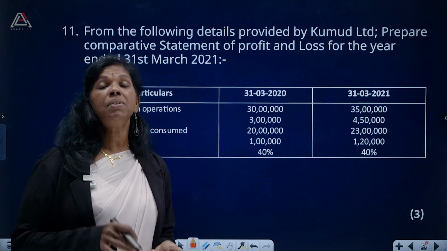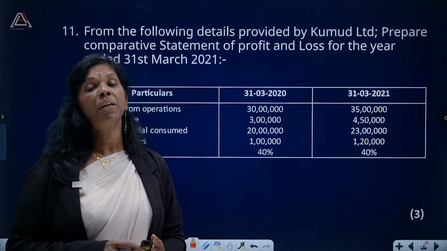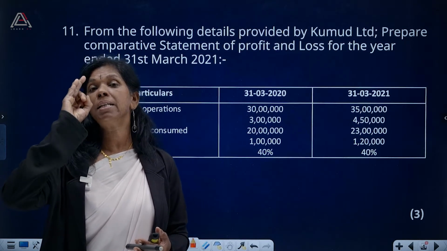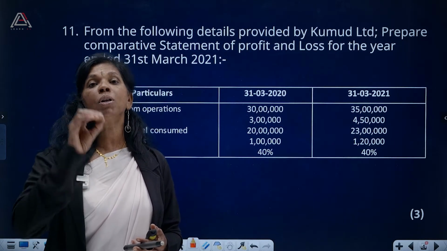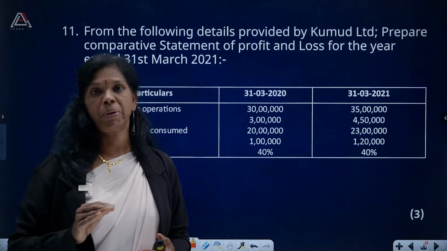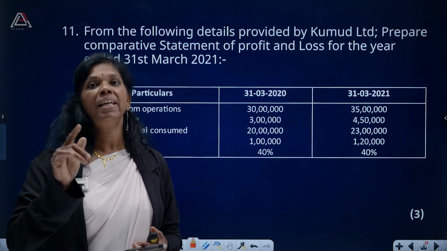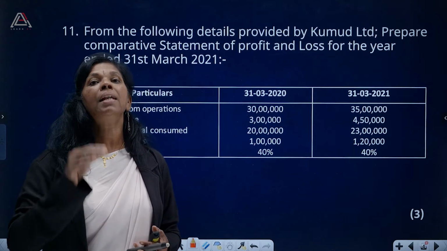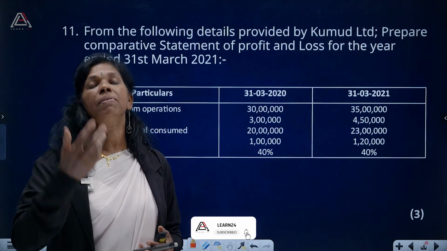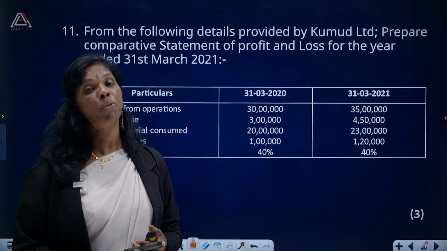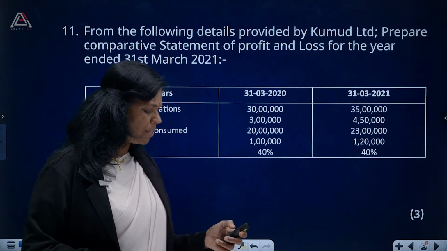Then comparative income statement format. First item, revenue from operation. Second item, other income. Third item, total income, that is 1 plus 2. Then fourth item, total expenses. Then fifth item, profit before tax, PBT, that is 3 minus 4. Then next one, less tax. Then we will get last item, PAT, that is profit after tax. This is the format of income statement. Then let us see the solution.